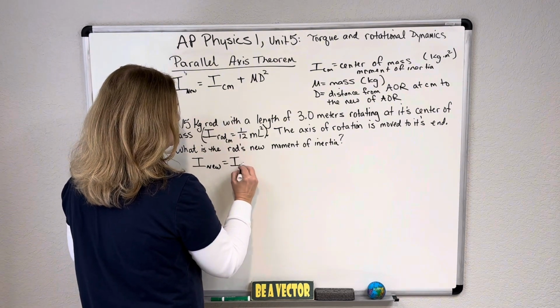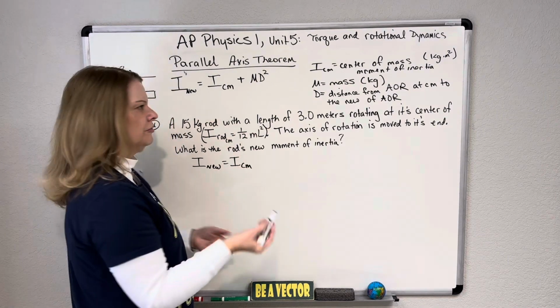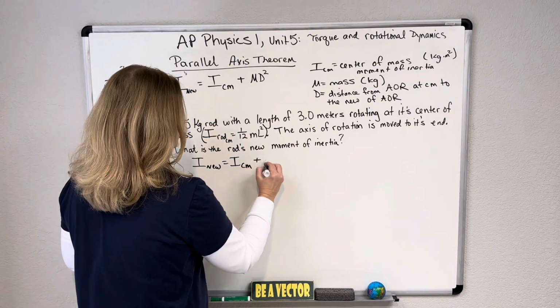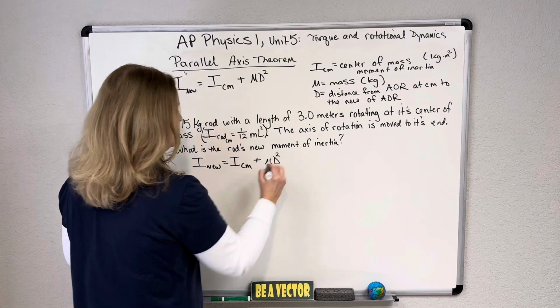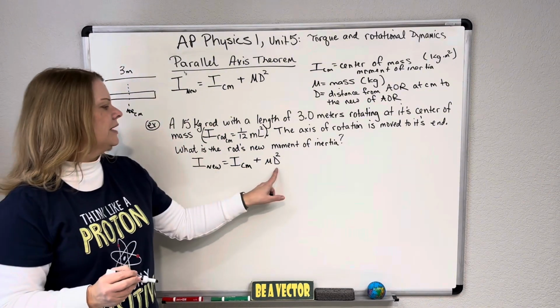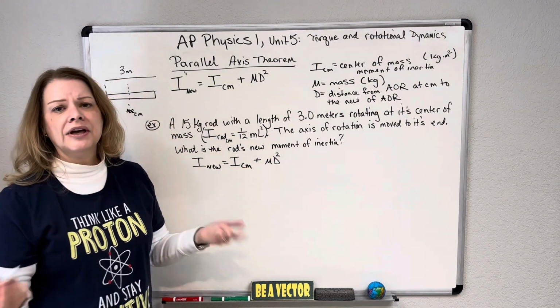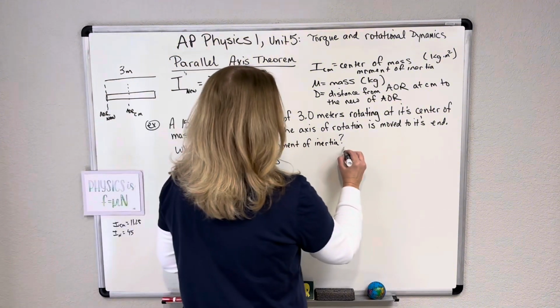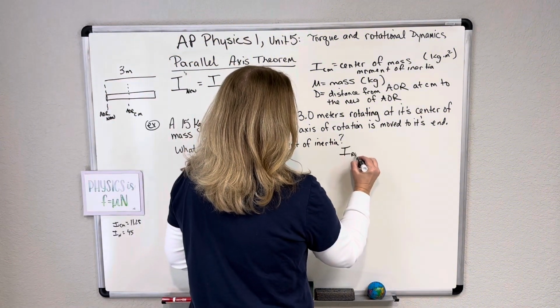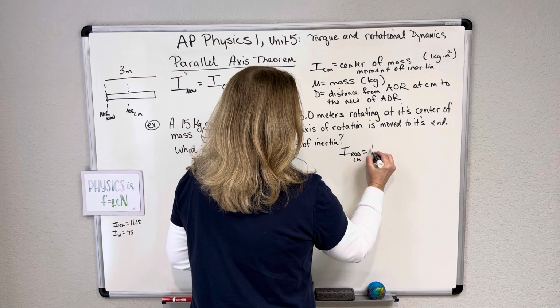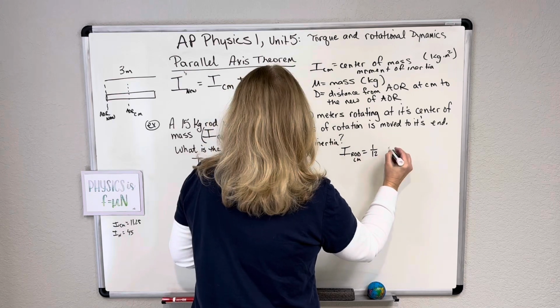equals my moment of inertia at center of mass, also known as rotational inertia. Rotational inertia, they mean exactly the same thing. They are used interchangeably all the time. All right, so I have my formula. First of all, I got to find I center of mass. They told me the formula. Your I for this rod at center of mass is 1/12 ml squared.